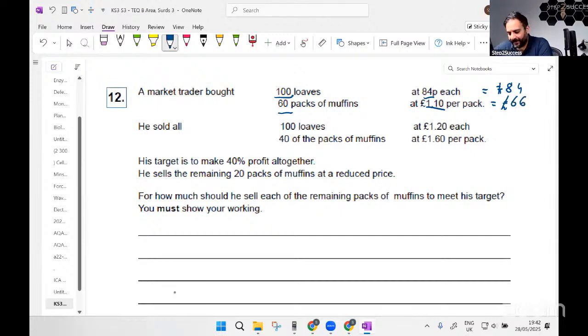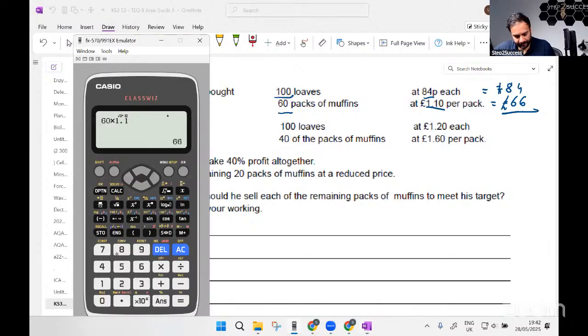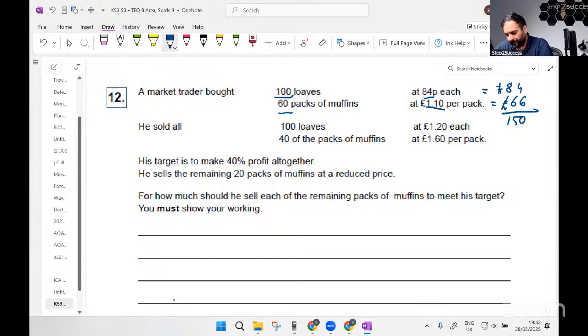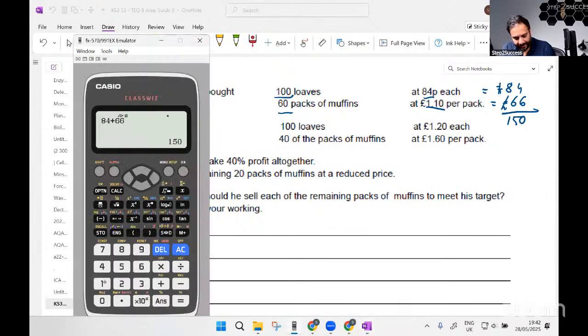And then, so that means he spent a total of £150. Okay. Right. Just to be clear, when we are targeting 40% profit, what that means is that the profit should be 40% of what you spent. Okay. So let's just do that now.